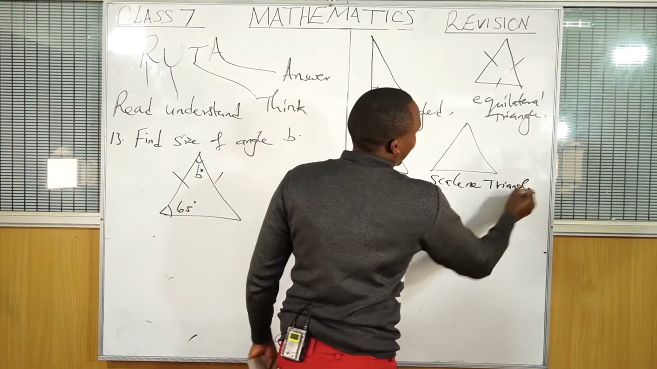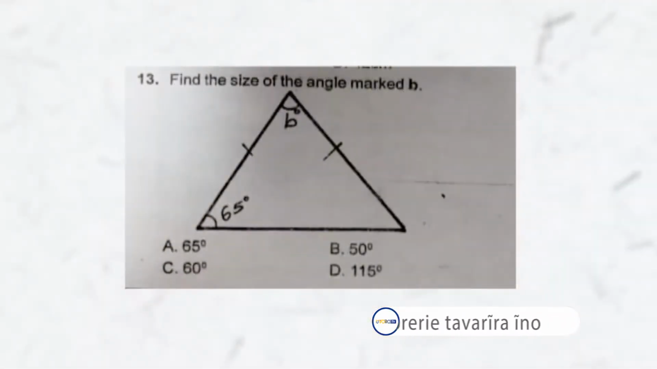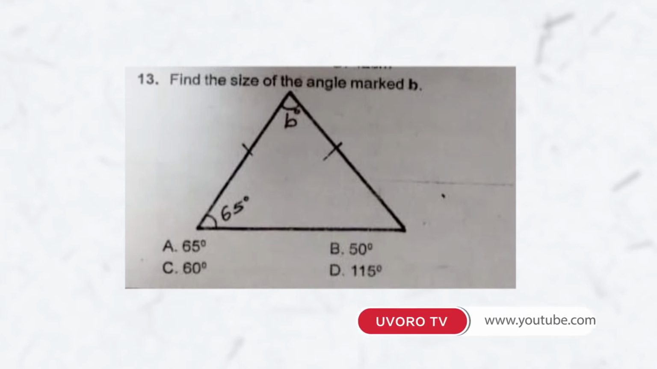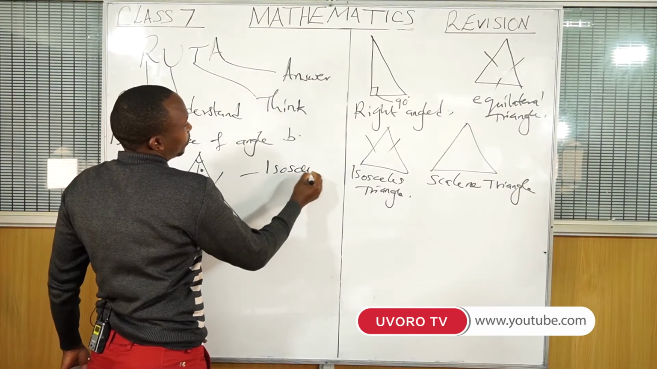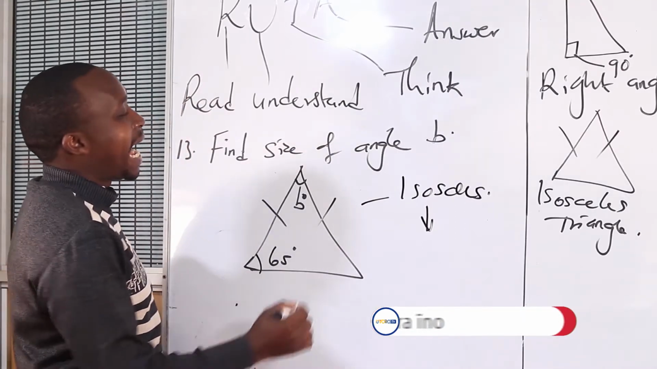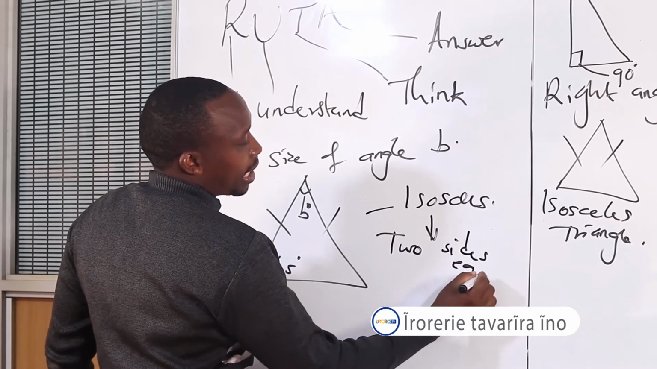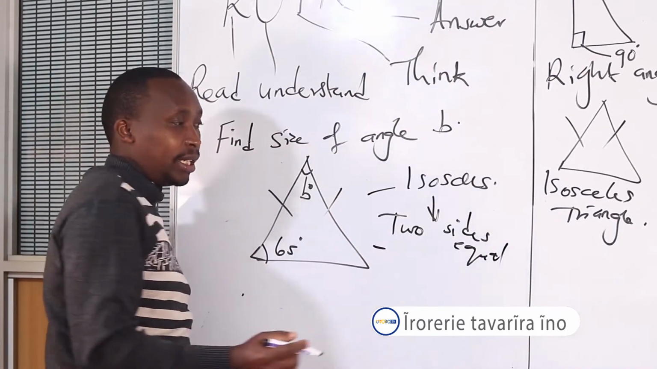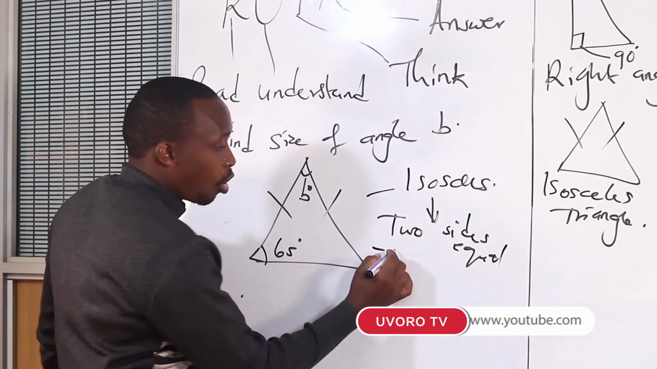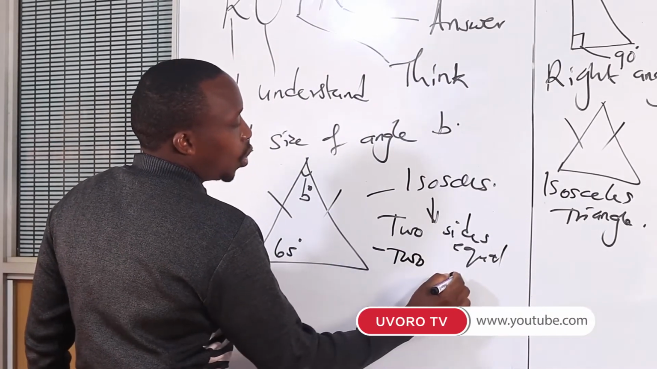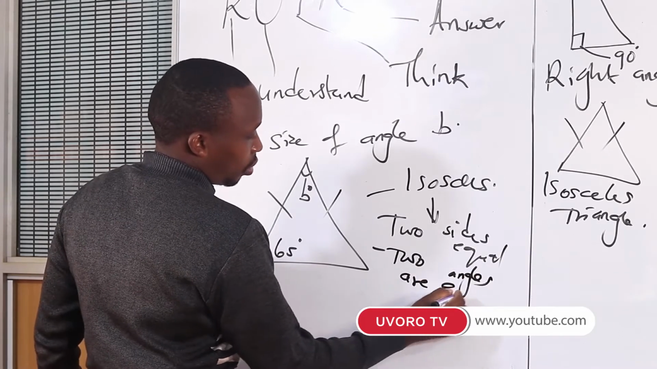Now, in our case class, I would like you to tell me the name of this triangle that we have been given. Yes? That is, very good, isosceles what? So, in fact, the isosceles triangle has two sides equal. Another property of isosceles triangle? Two angles are what? Two angles are equal.